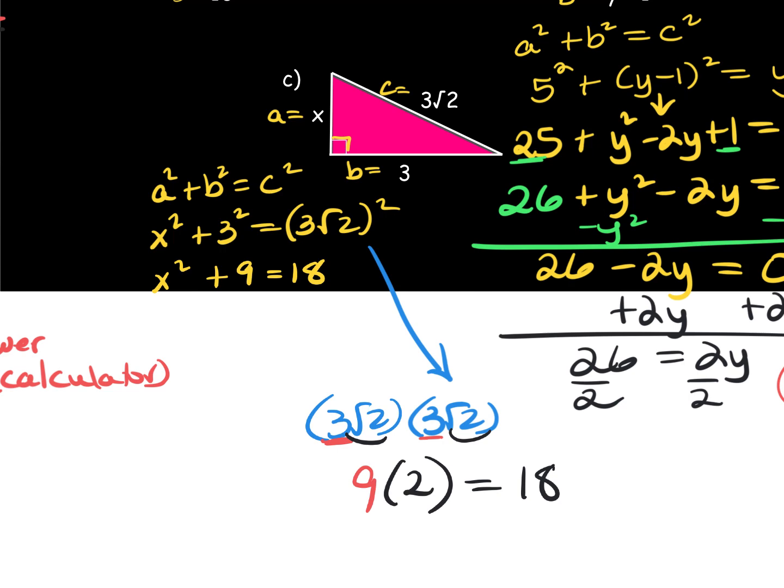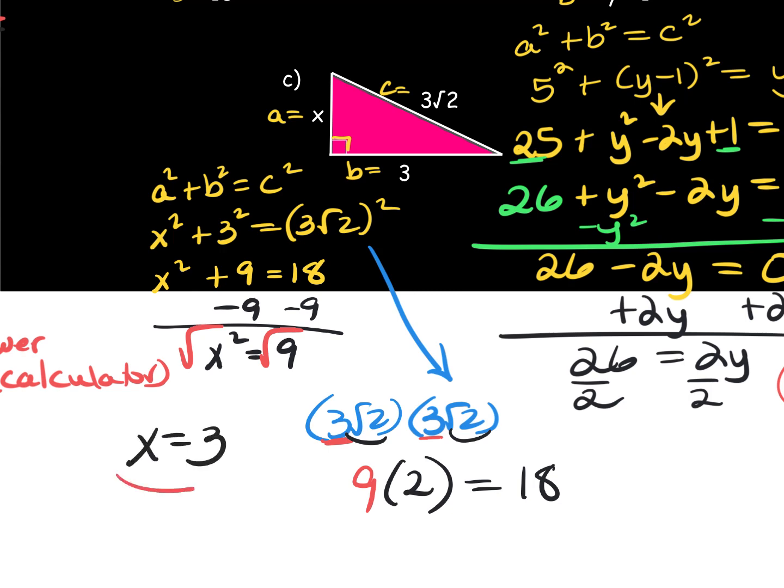Now I have a nice simple equation to solve. Subtract 9 from both sides. I'm left with X squared equals 9. I don't want X squared, I want X. Square root both sides, and X is equal to 3. And I'm done.